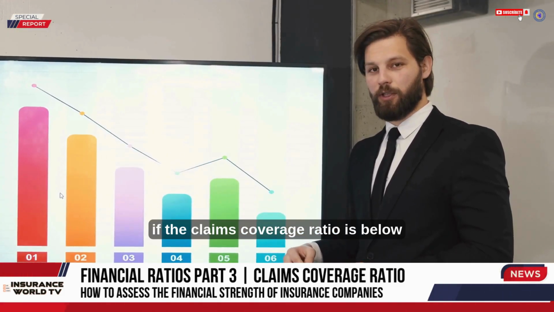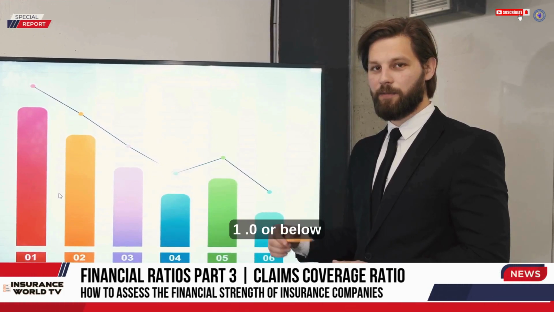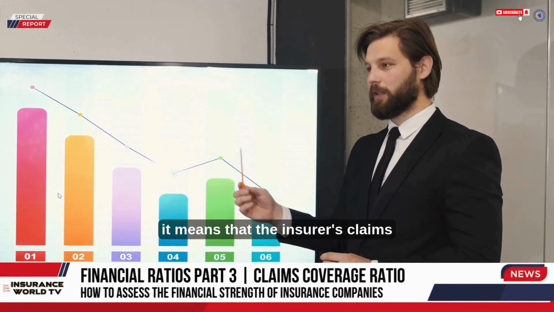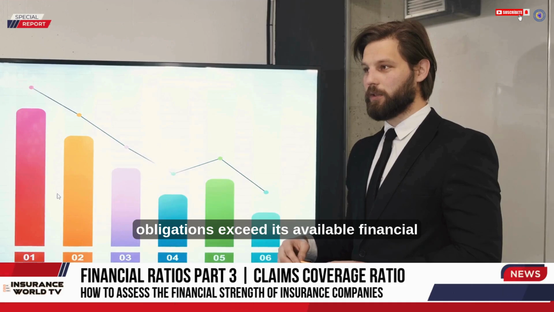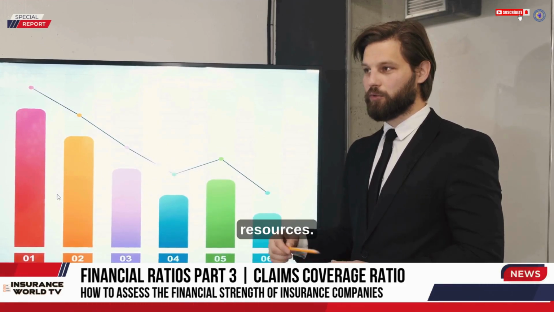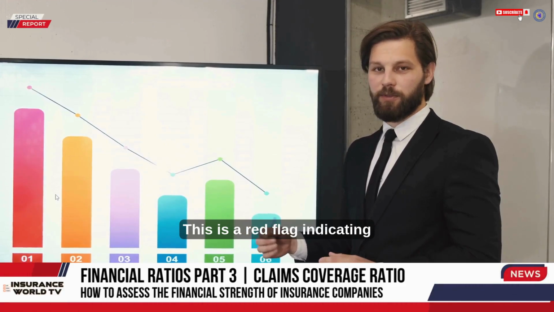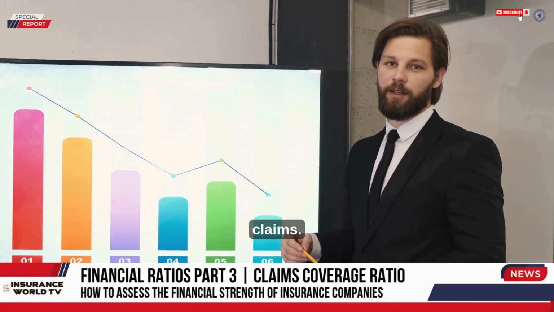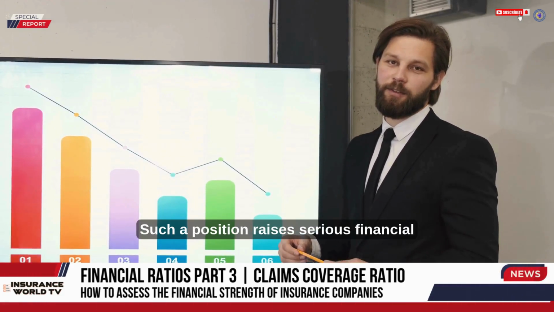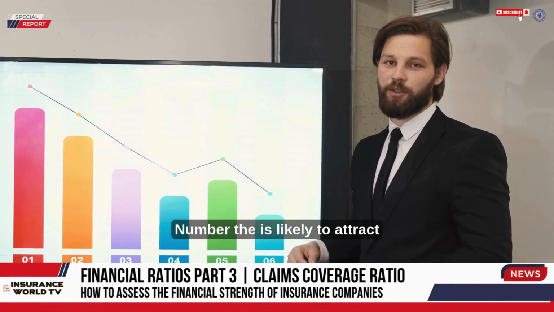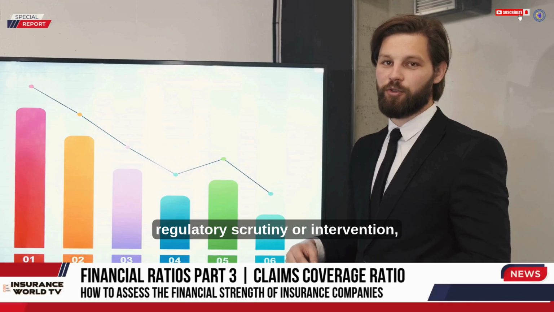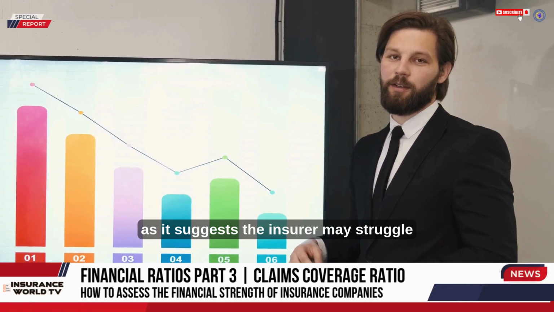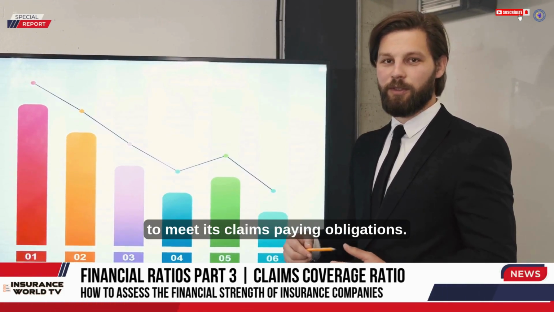Number 1. If the claims coverage ratio is below 1.0 or below 100%, it means that the insurer's claims obligations exceed its available financial resources. This is a red flag, indicating a high risk of delayed or unpaid claims. Such a position raises serious financial stability concerns and is likely to attract regulatory scrutiny or intervention, as it suggests the insurer may struggle to meet its claims-paying obligations.